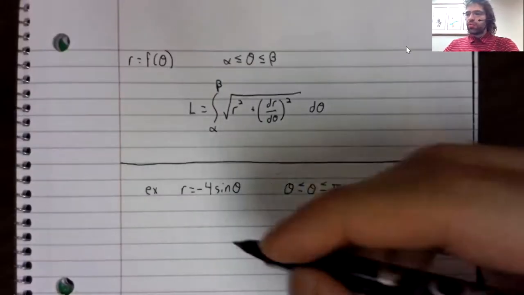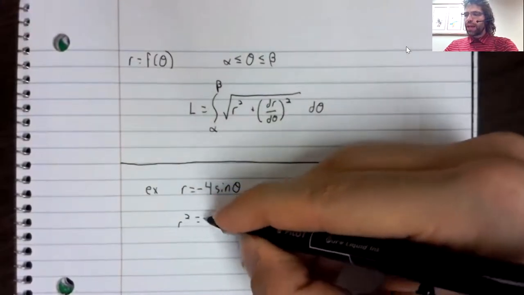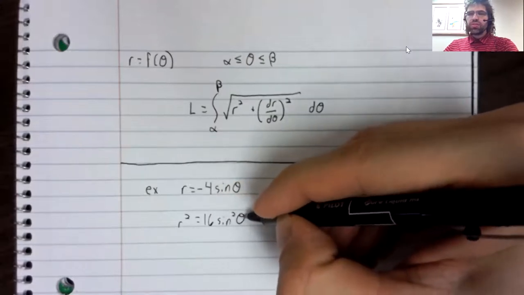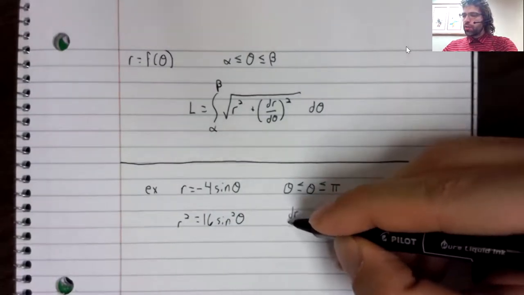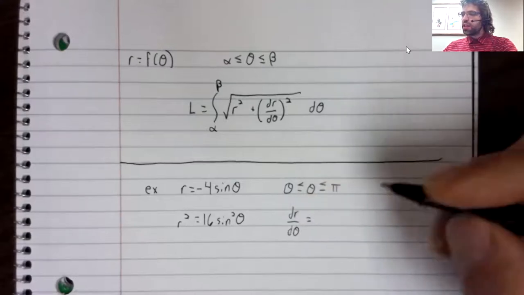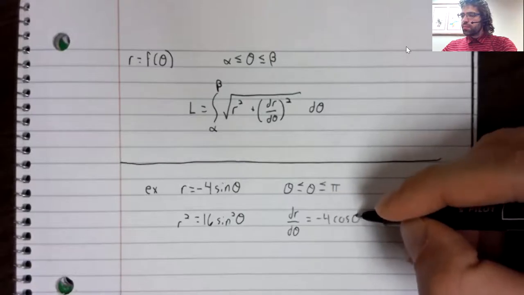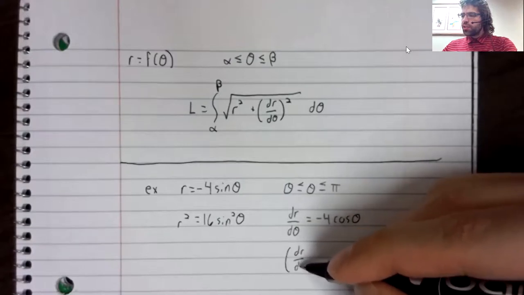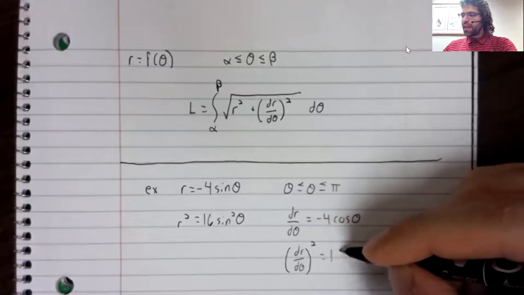To use this formula, we'll need r squared, 16 times the sine squared. We'll need dr d theta, and then we'll need dr d theta squared.